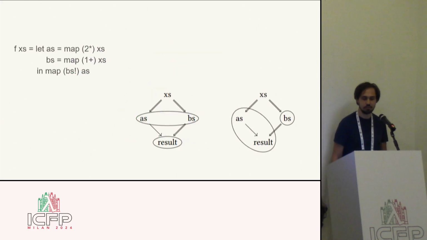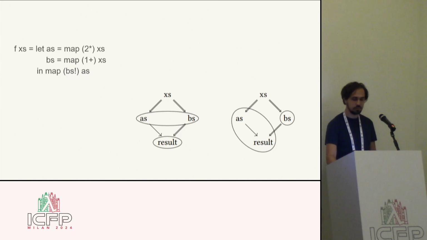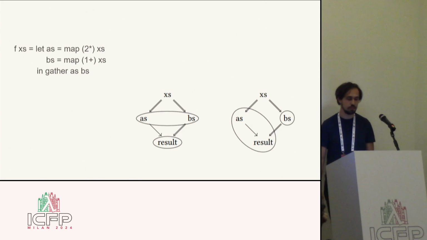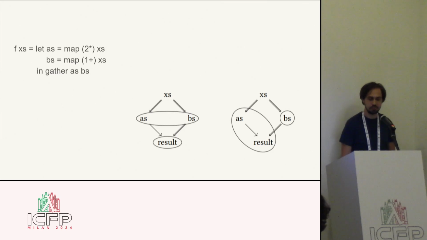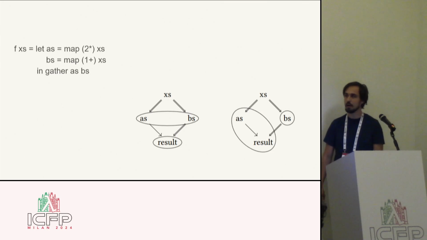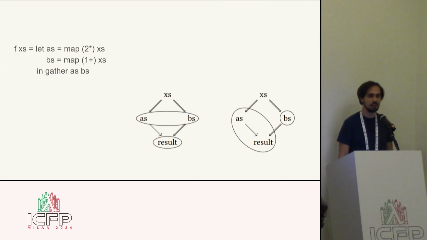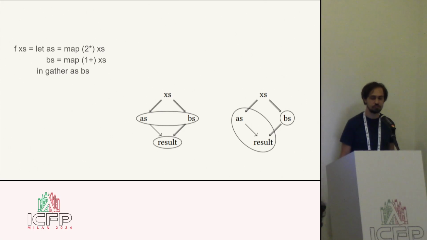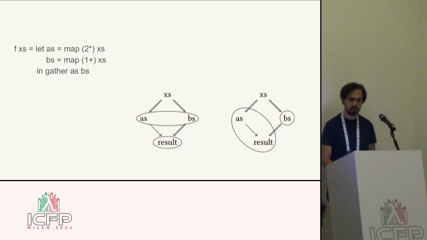So if you squint a bit, that's exactly what this final map is doing here. So if you know this pattern, you could rewrite this into gather A's, B's, instead of map with B exclamation mark. Once you do this rewrite, we'll see in the talk that it is actually possible to fuse all 3 of these combinators together in a single loop. But I'm going to talk a bit about the intricacies of when you can and can't fuse gathers.